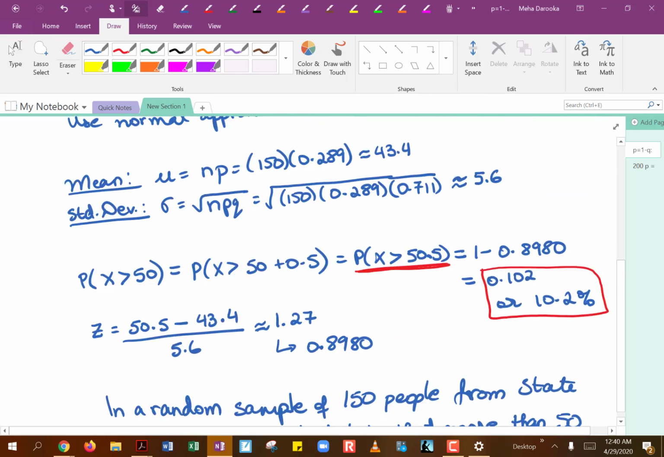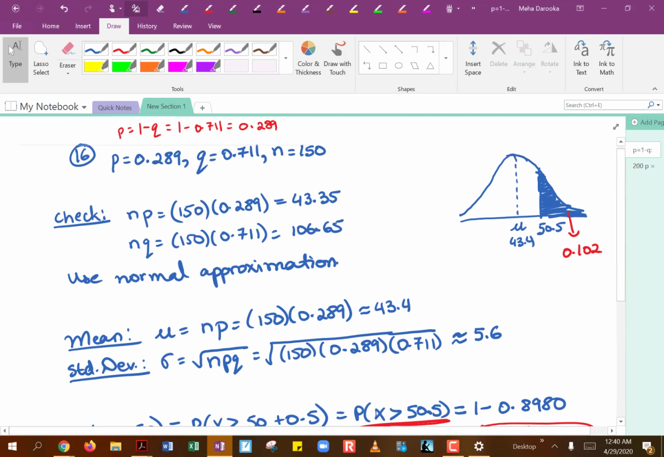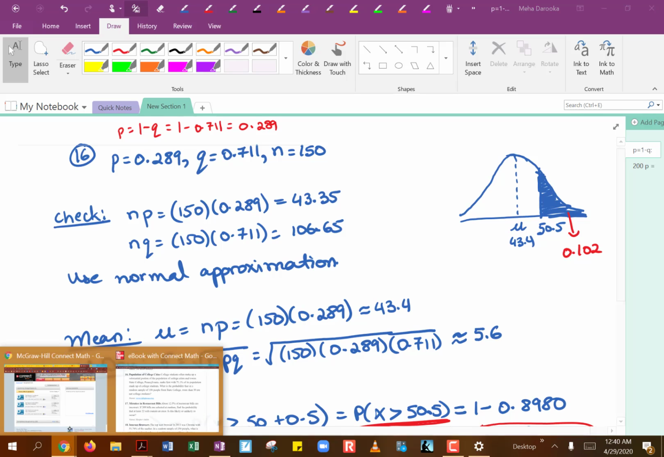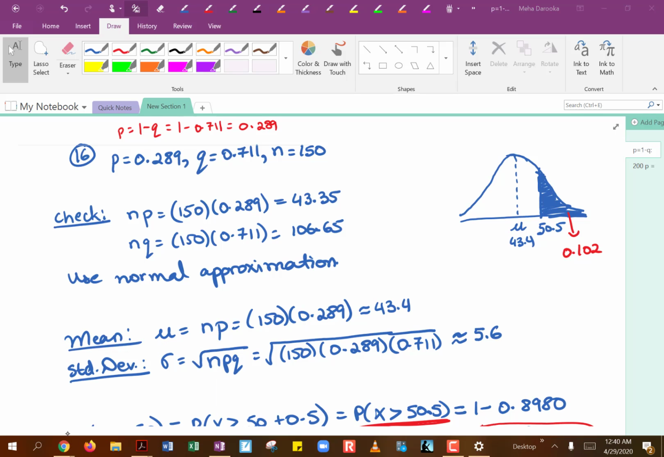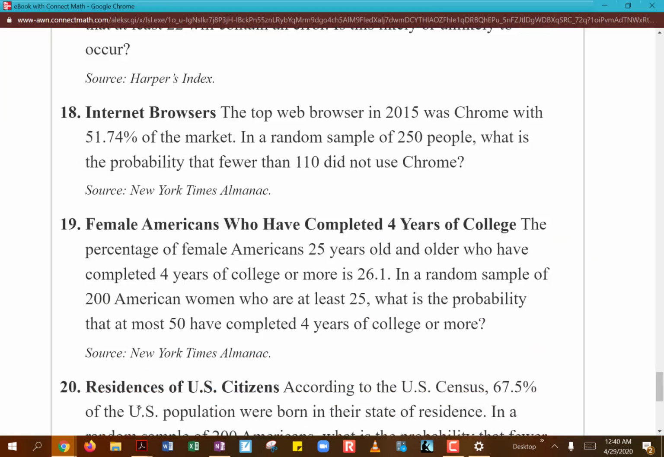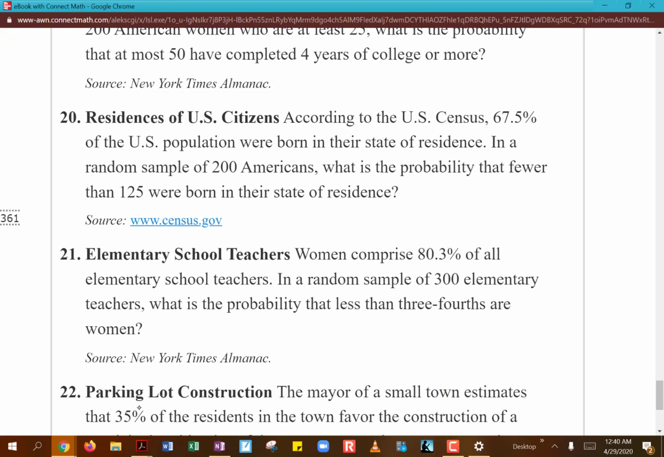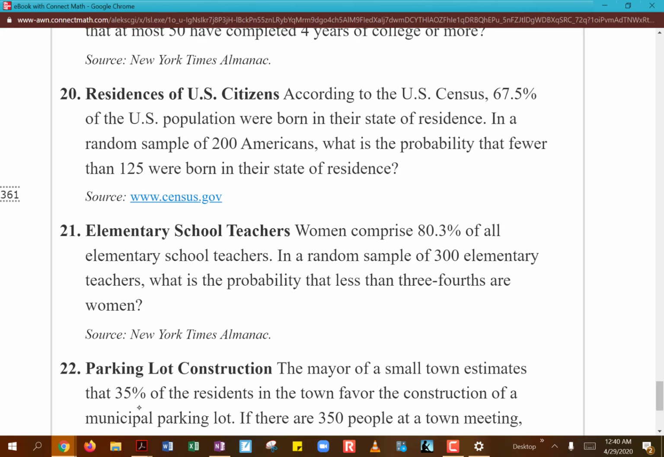Okay, then the next example I wanted us to look at is number 20 over here. Number 20 is saying, according to the U.S. Census, 67.5% of the U.S. population were born in their state of residence. So if we have a random sample of 200 Americans, what's the probability that fewer than 125 were born in their state of residence? Okay, so let's go ahead and take a look at this.